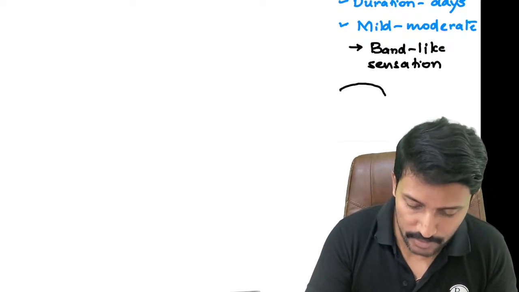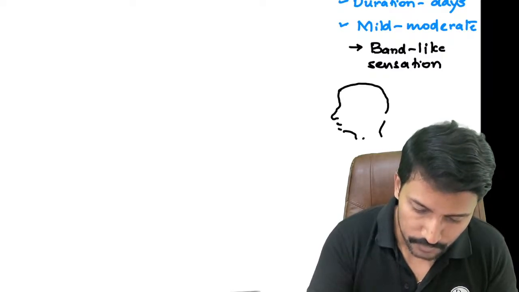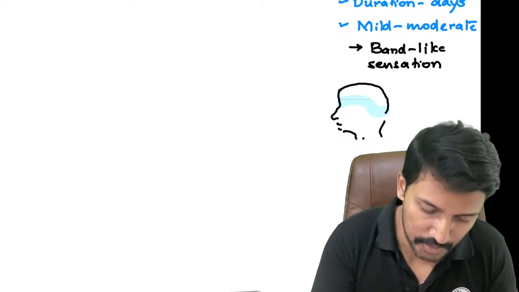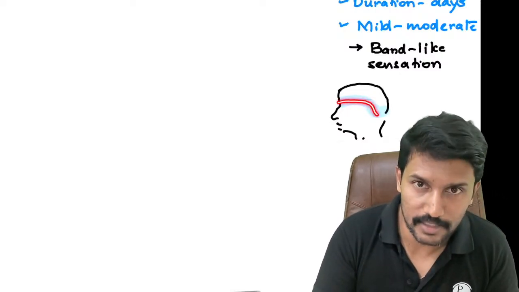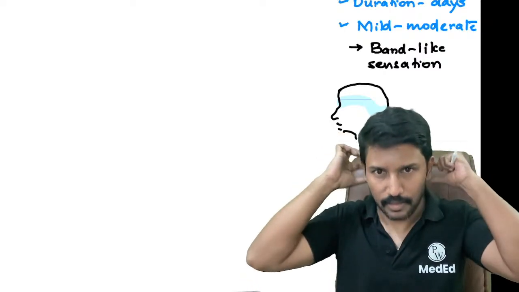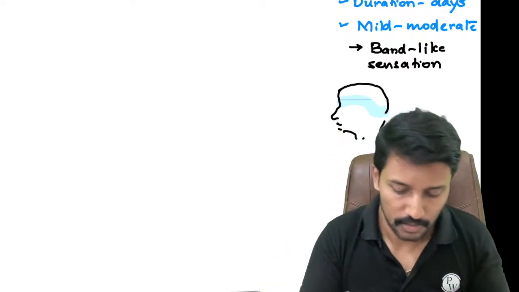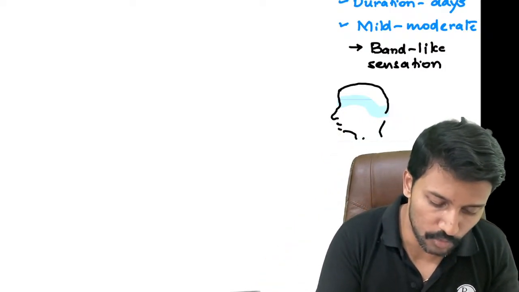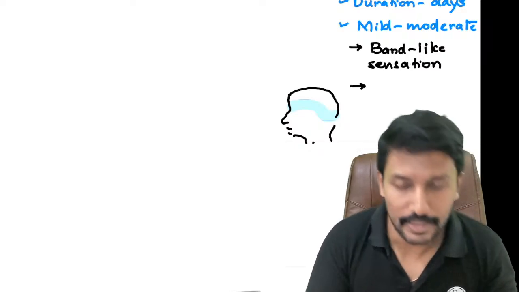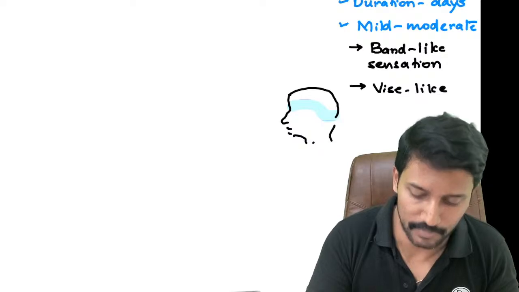Usually sometimes they give an image also of a person. They will give an image, and then they will show that this is the area where the patient is experiencing the headache. A band-like sensation means forehead, temples, and the occipital region is where the patient is feeling some tightness or a band-like sensation. The moment you hear that the question is talking about band-like sensation, you know that it is a case of tension type of headache. Another word that is usually used is vice-like grip.